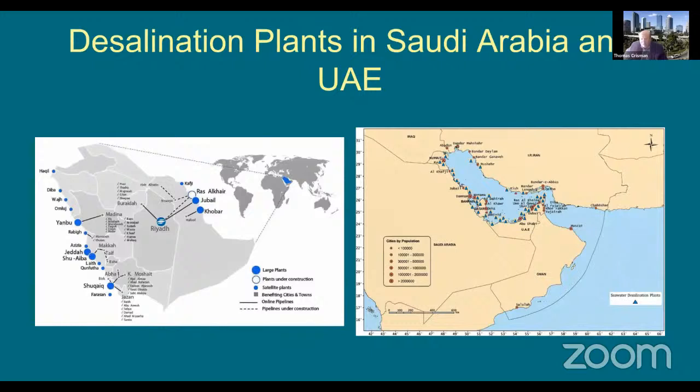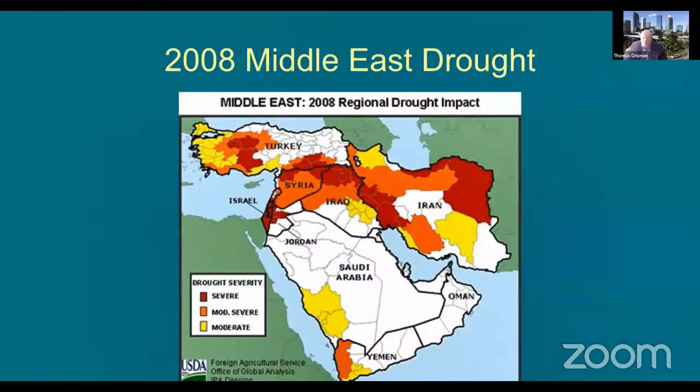Desalination plants are obviously everywhere throughout the Gulf, as well as in Saudi Arabia, but you're producing very expensive water that's pumped many kilometers to where it's needed. One of the biggest problems that we've had in the Middle East is drought, a series of droughts. Here's an example from 2008, where we had a regional drought that went right across Iraq, Iran, southern Turkey, which is the source of water for Syria and Iraq. But we've had a whole series of these, and Yemen.